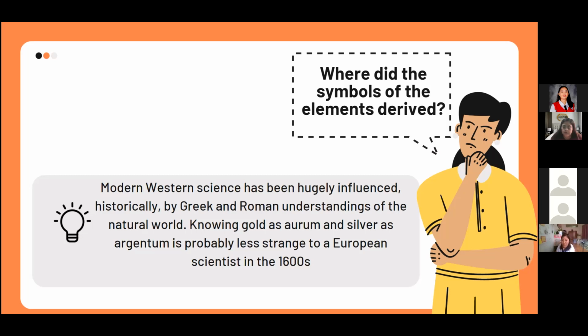So example nito, yung gold na kilala natin ngayon is aurum back then. Kaya AU yung kanyang symbol. And yung silver ngayon is argentum dati. So doon nakuha ang kanyang symbol which is AG. Next.